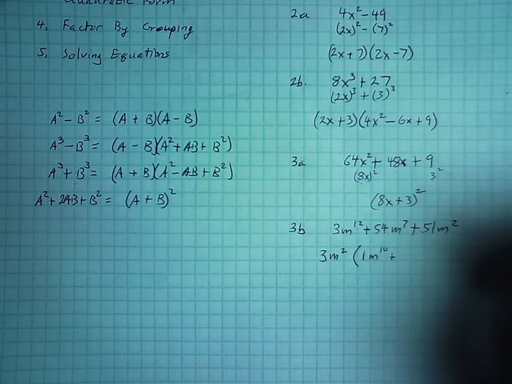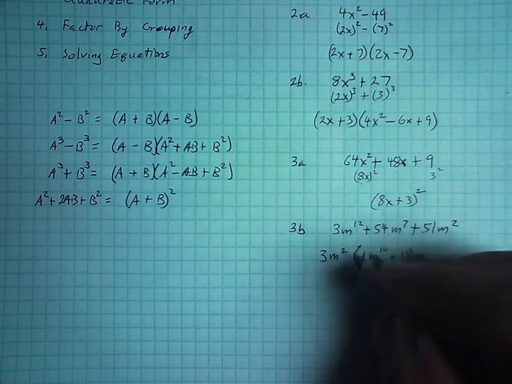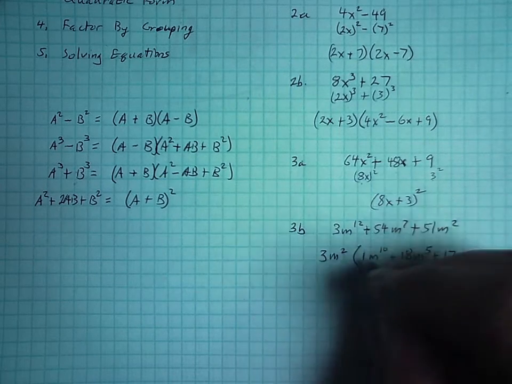54 divided by 3 is 18. m to the, see, I pull out 2, so there's 5 left. And then 51 divided by 3 will be 17. Both m's are gone.